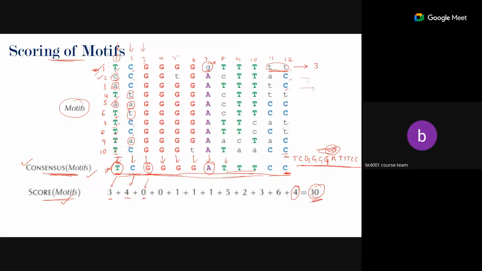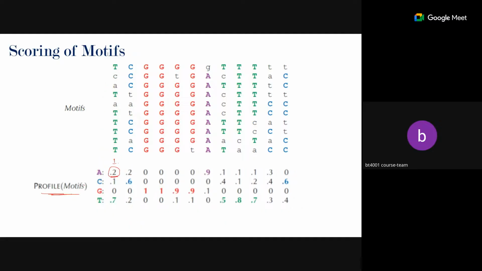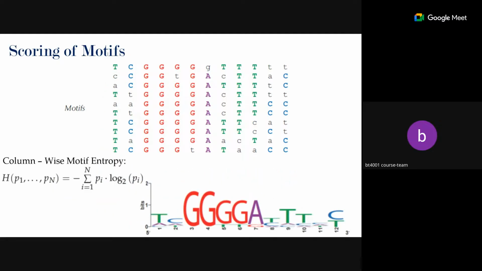Either way, we will get the same value. Okay, so this is how we compute score. So this score is done, this is consensus. Then I have already discussed count of motifs and profile of motifs. Okay, so then we will discuss something called column-wise motif entropy.